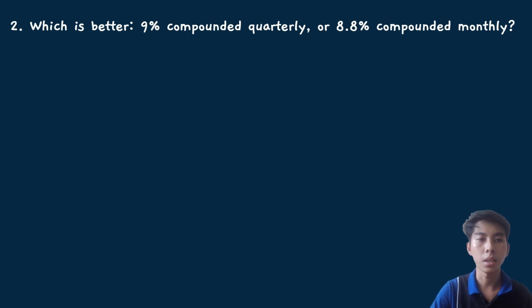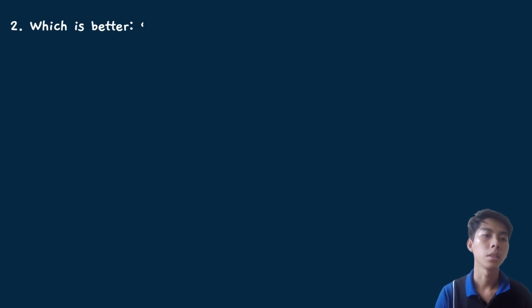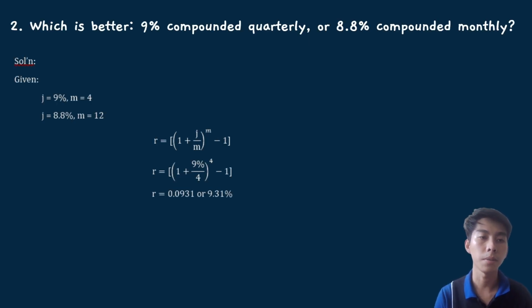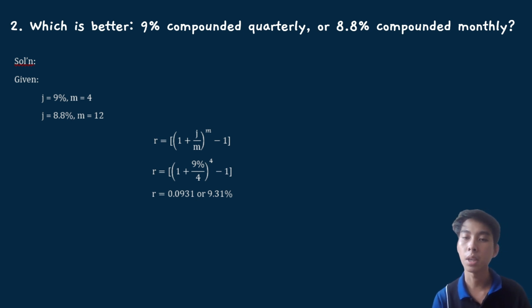So you just simply follow. We identify the given, which is J equals 9% and M is 4. Why 4? Because it is compounded quarterly, meaning it compounds 4 times a year. And for our second given, we have J equals 8.8% when M is 12, because it is compounded monthly.